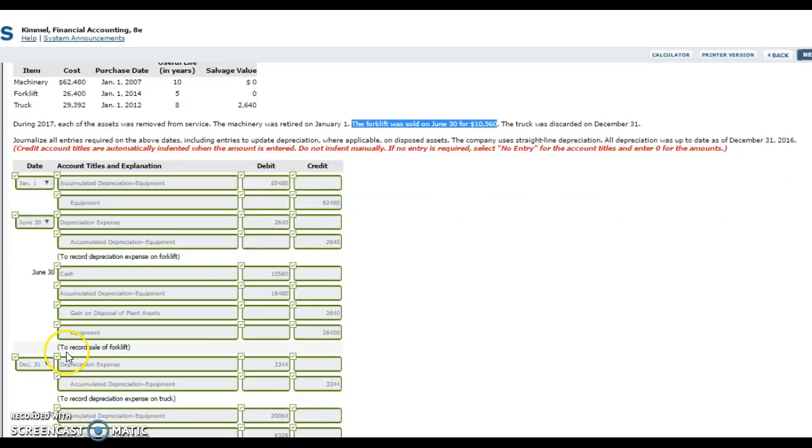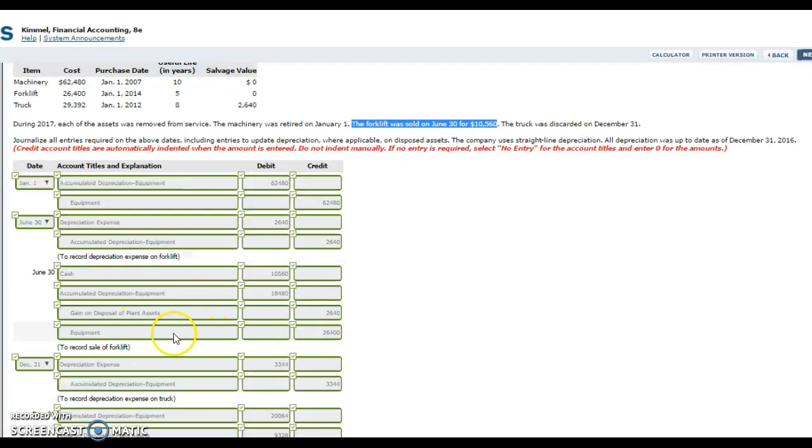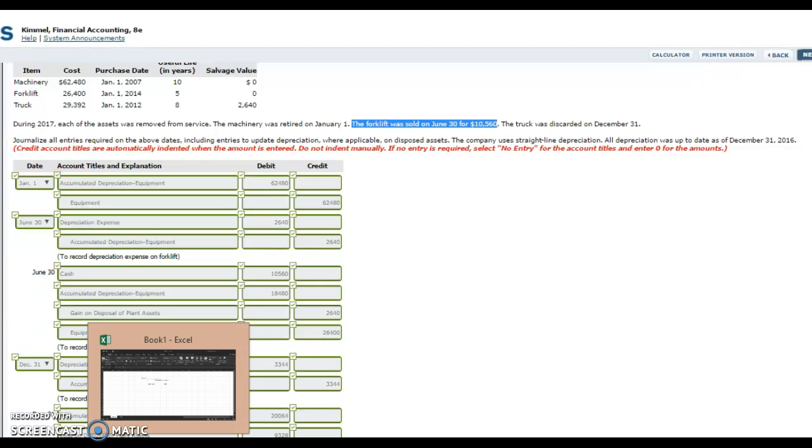For the next part of the entry, it's asking to record the sale of the forklift. So we know that we sold the forklift on June 30th. And just to kind of work the problem the same way the gentleman in the videos does, we know that the equipment value at time of purchase was $26,400 because they've given us that amount right there. And we know that we received $10,560 because they also gave us that information right there. So now we need to figure the total accumulated depreciation and the gain on disposal of assets. So we're going to go ahead and flip back over to Excel so that we can have a running total.